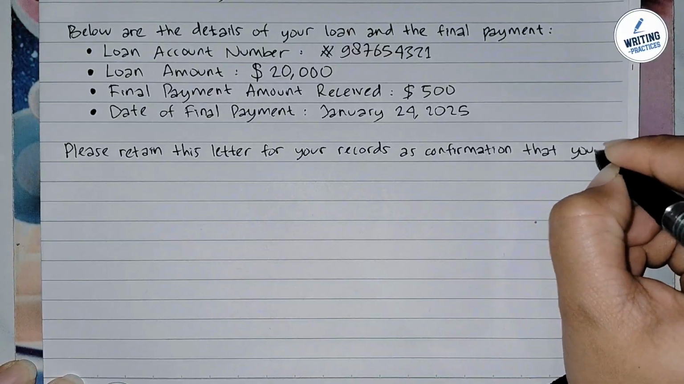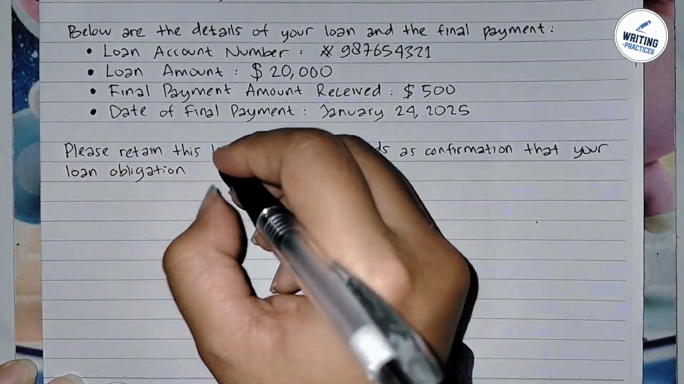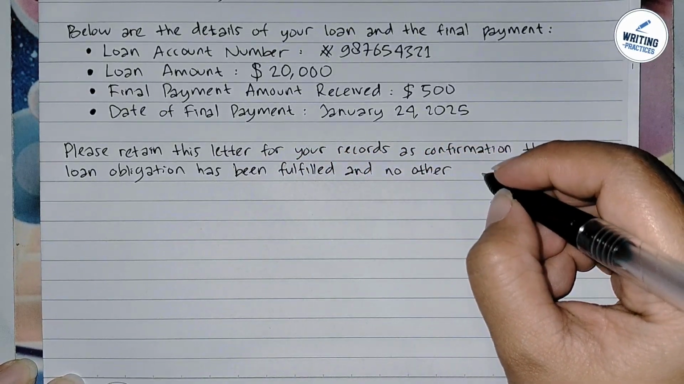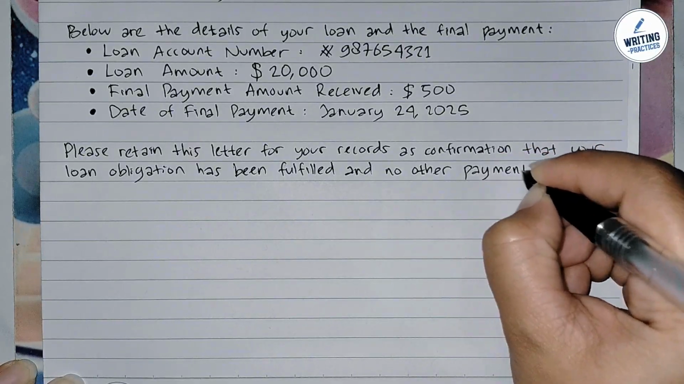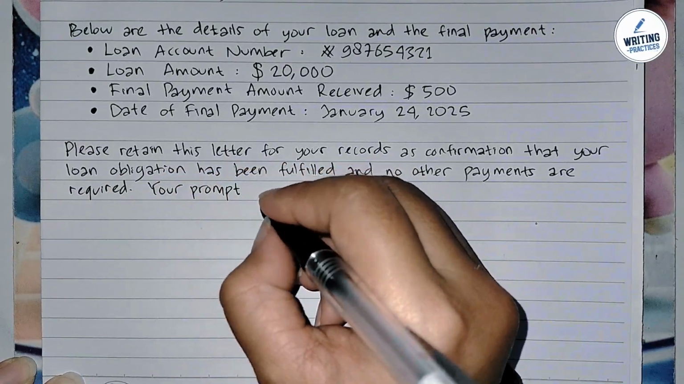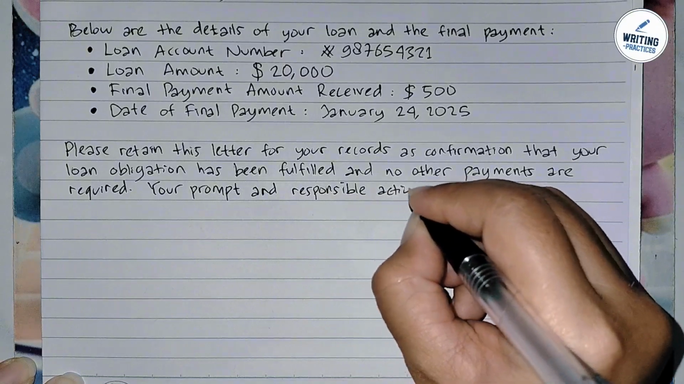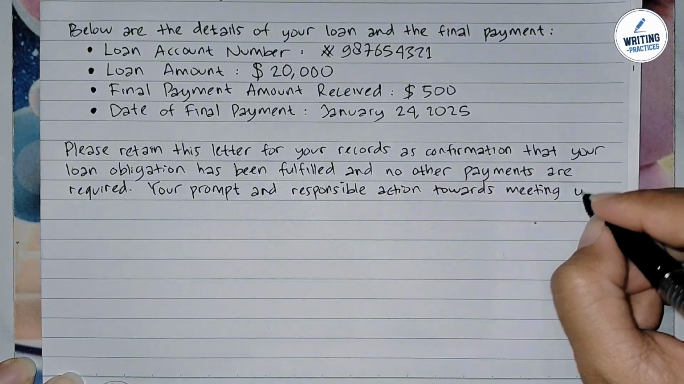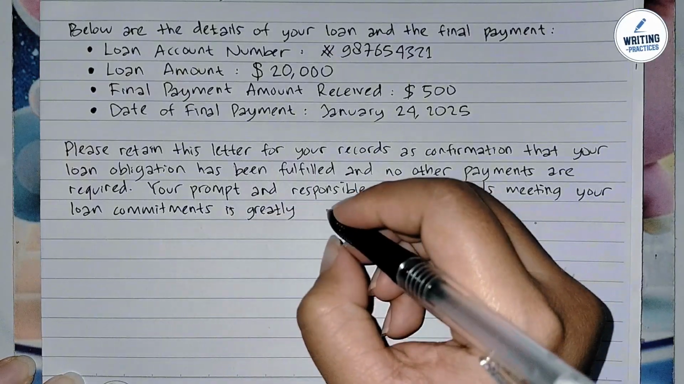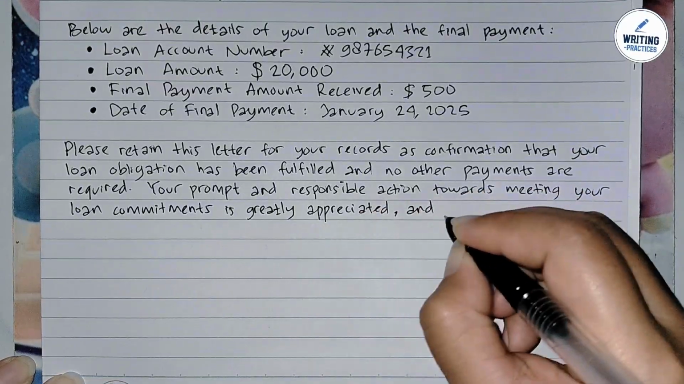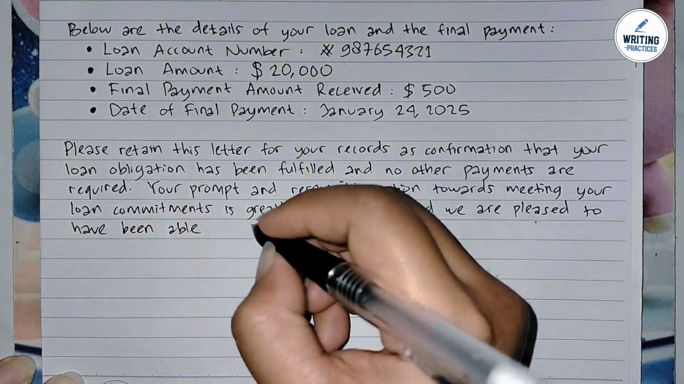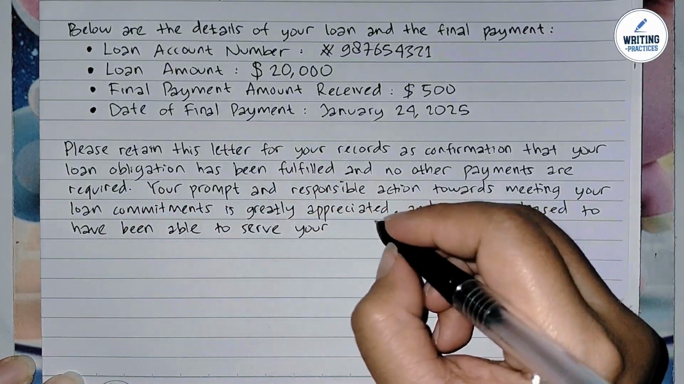For example, you may write something like, please retain this letter for your records as confirmation that your loan obligation has been fulfilled, and no further payments are required. Besides that, you can also conclude by expressing satisfaction in serving the borrower's financial needs. This will create a strong relationship between you or the company and the customer. You may write something like, your prompt and responsible action towards meeting your loan commitments is greatly appreciated. And we are pleased to have been able to serve your financial needs. Sure, you can freely copy this just in case you have no idea what to write.